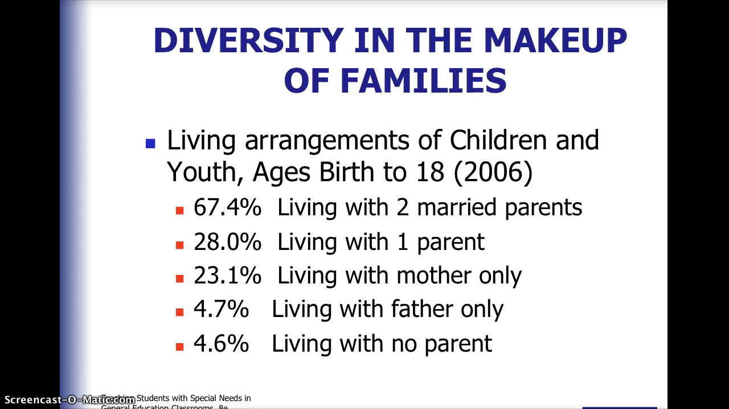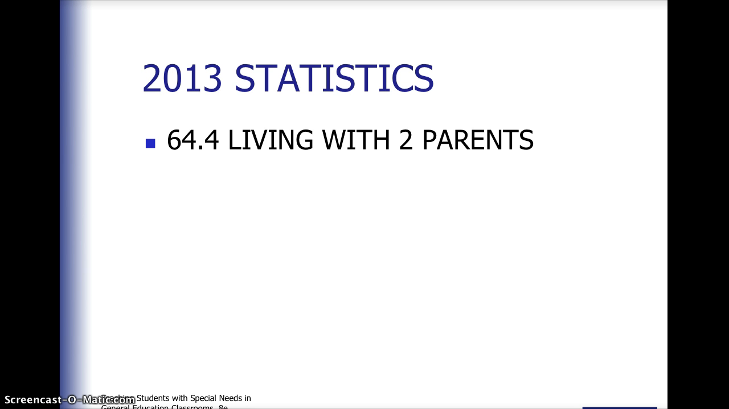But I think it's important to understand that, when I looked up the new statistics, and I'll show you those in a minute, of children living with two married parents, it was 67.4% in 2006. In 1960, it was 86%. So it's really changed a lot. So here are the statistics in 2006. Here are the 2013 statistics.